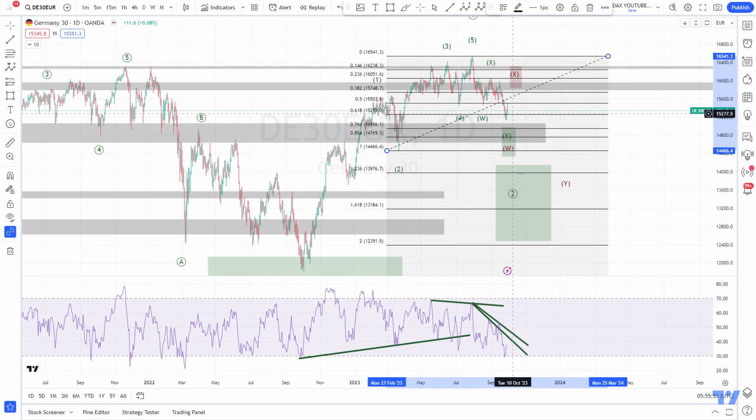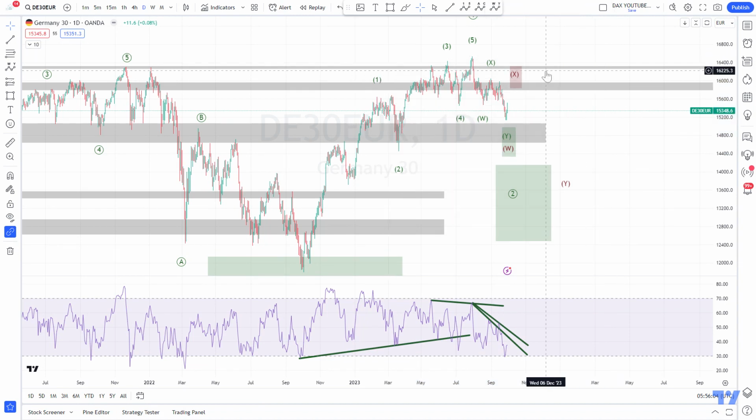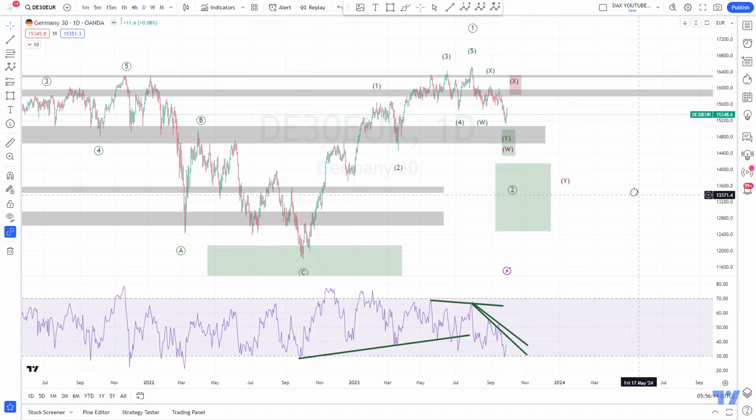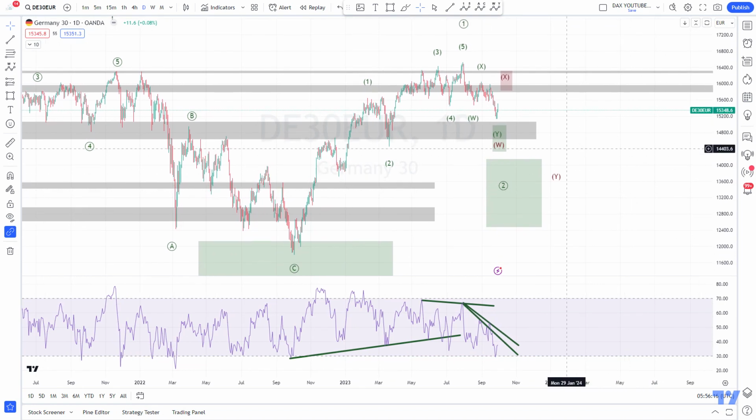So yeah, it becomes unlikely that this is a 4. So it should be a 2 then. But then the question is, this is actually our wave 2 area. Will we have a shallow wave 2, or will we go deeper? So from where we are now in the higher time frame, there are actually 3 possibilities, I believe.